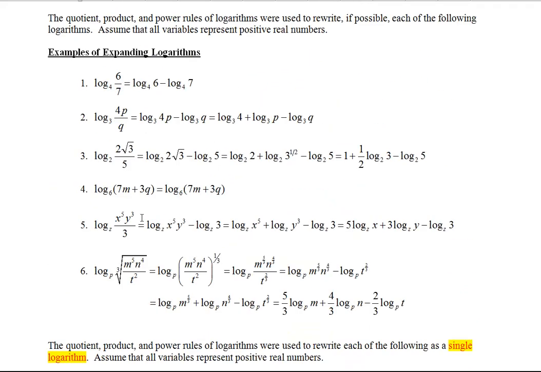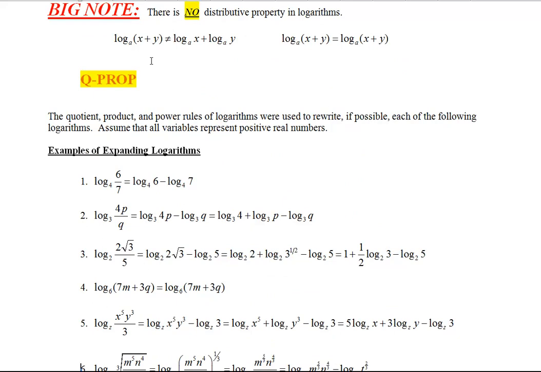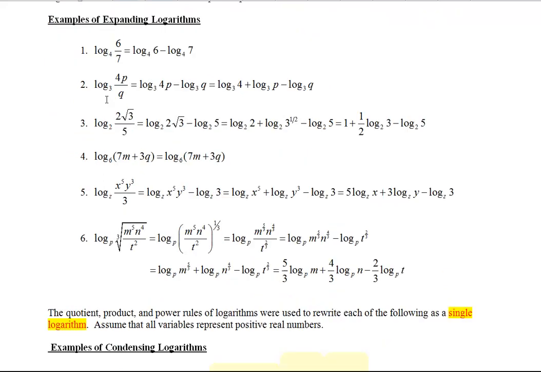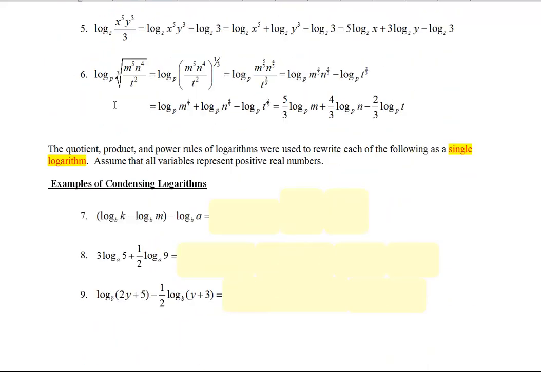Now think about Q prop. If I go this way to expand, does it make sense I have to go backwards to condense? So I'll be looking for powers. Remember where they're located, in front of the log. Products, well, if I see a product, that means there's an addition. And then my quotients are separated when I've got subtraction. So let's see what we've got here. I've got parentheses, so they want me to do this first.